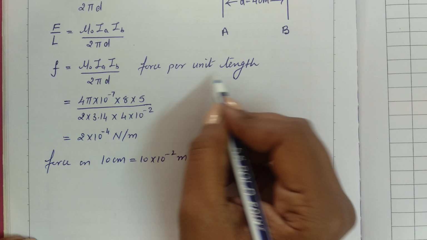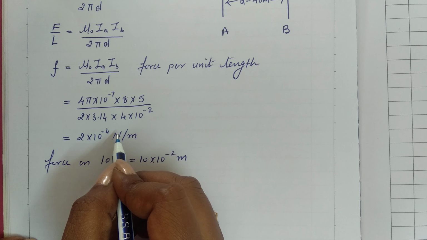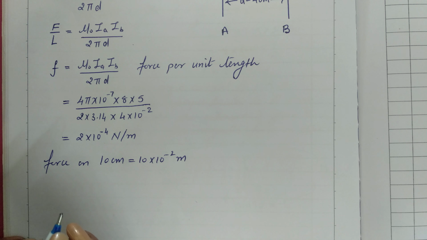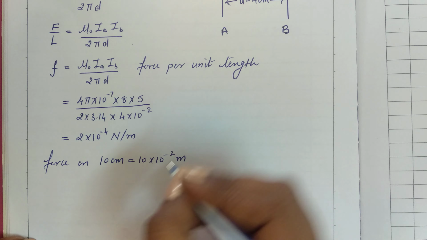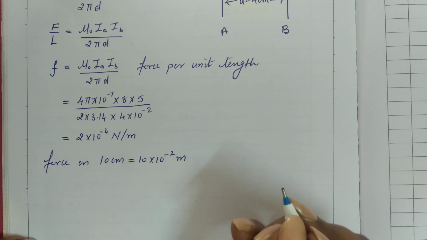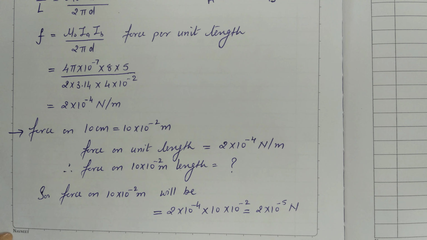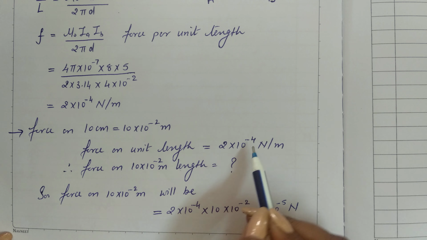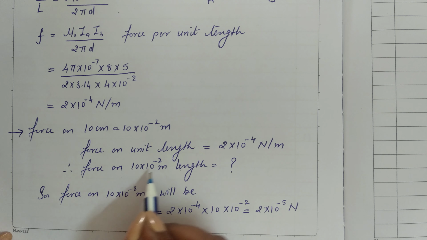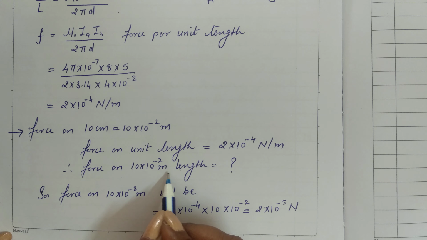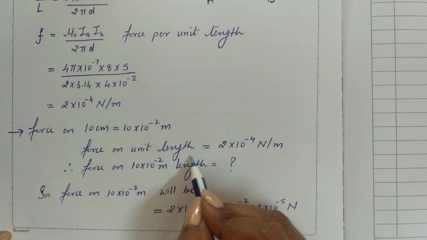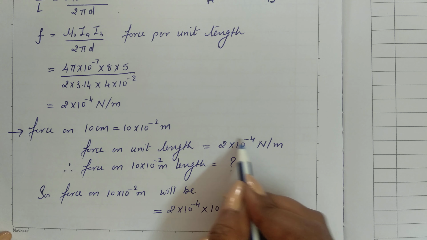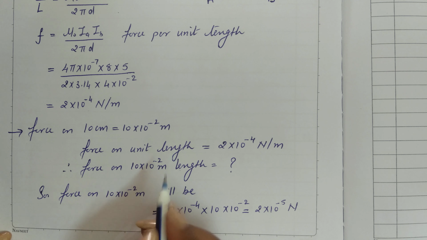We know that force per unit length is this much. So if force per unit length is this much, then on 10 centimeter it will be how much? Force on unit length was this much. So force on 10 into 10 raised to minus 2 meter length is how much? So you can simply do cross multiplication. This quantity multiplied by this. That will be the force on the required section.